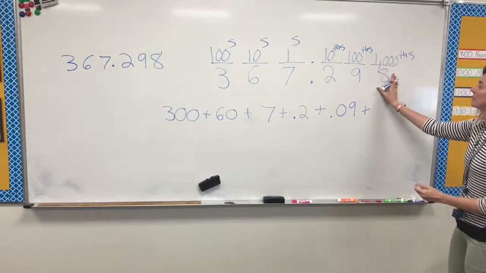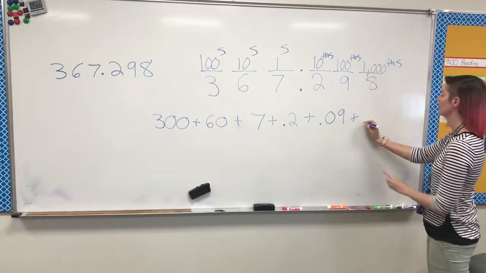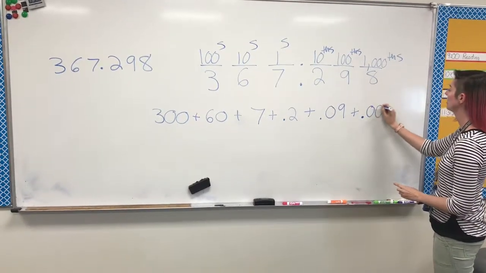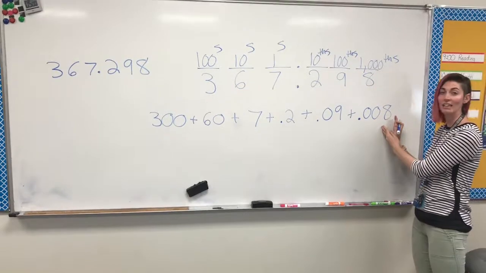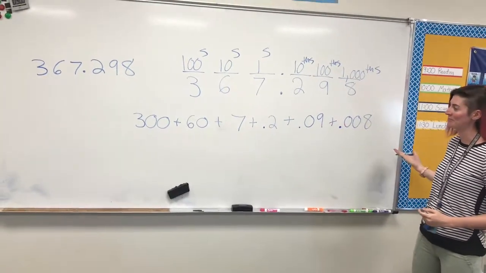Now we're into the thousandths with the 8. 3 decimal places away. You need 2 placeholders to make sure 8 stays in the thousandths. And that's our expanded form.